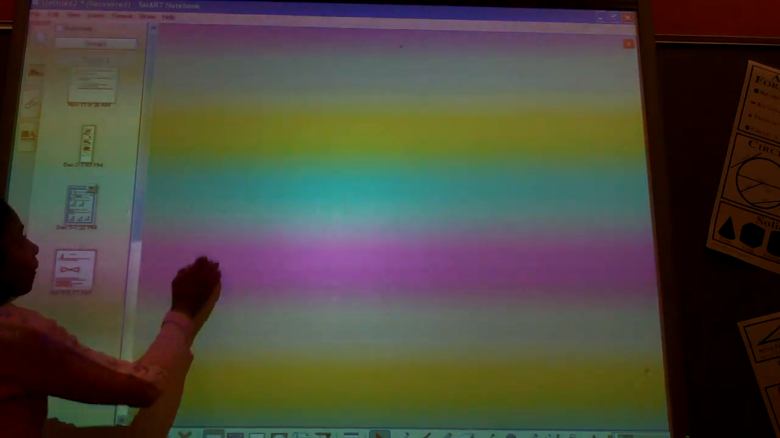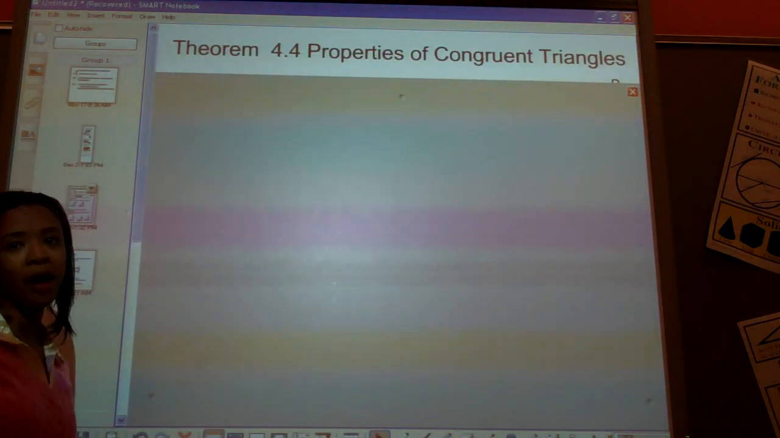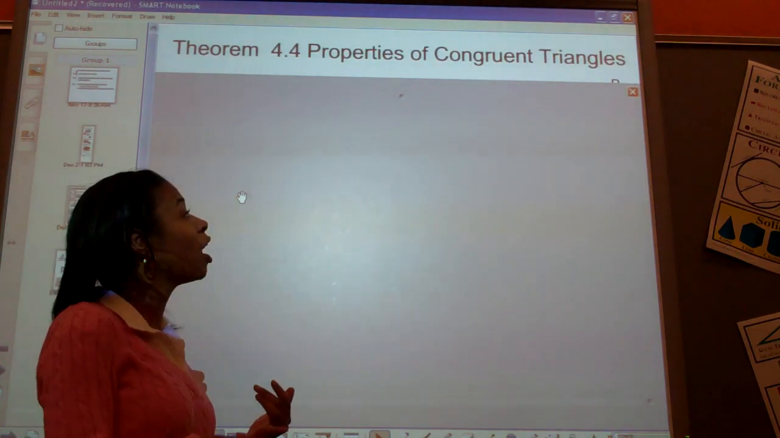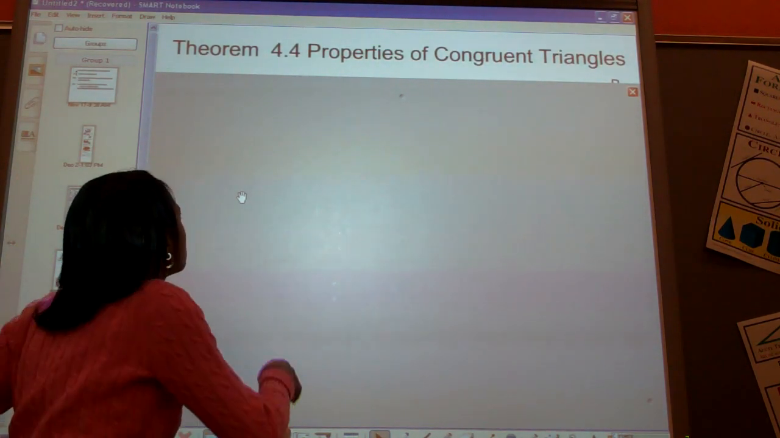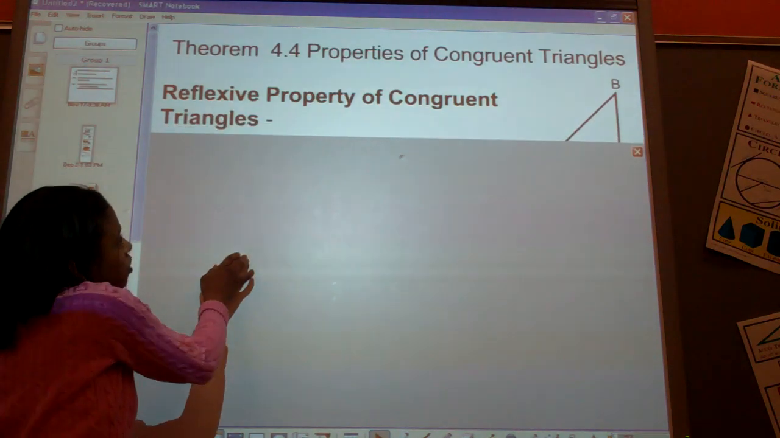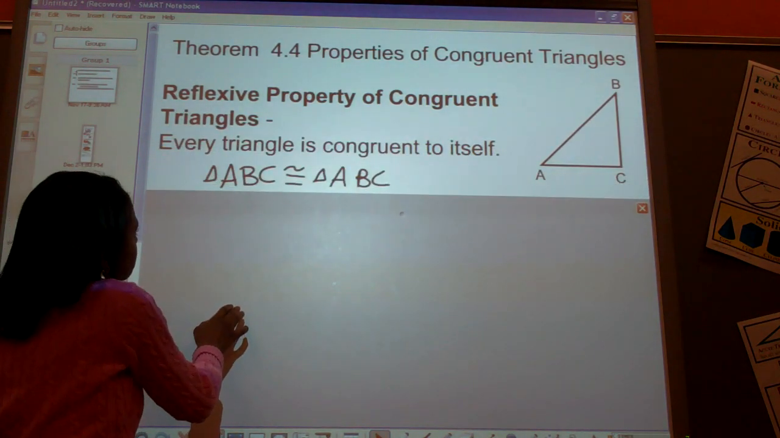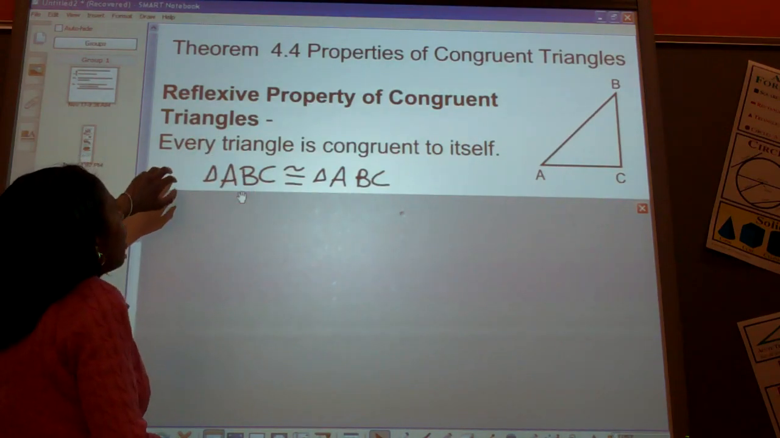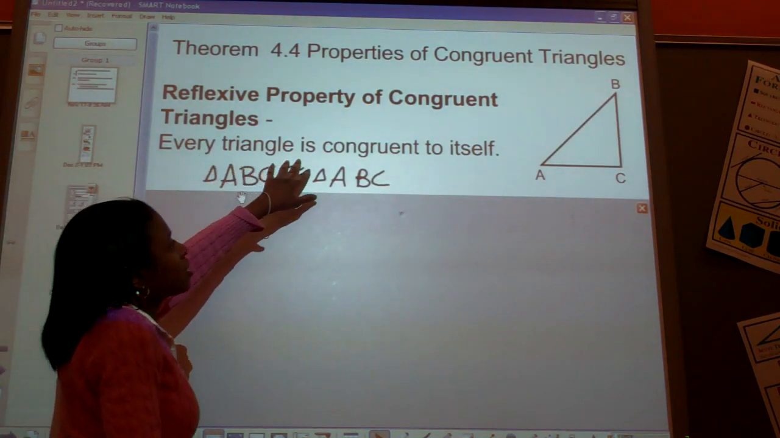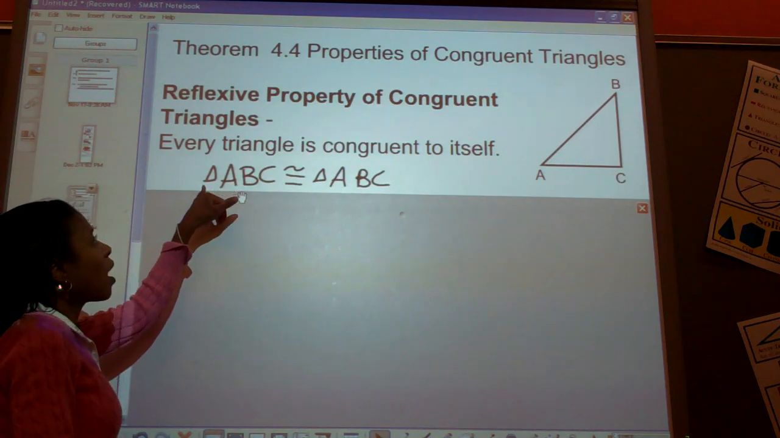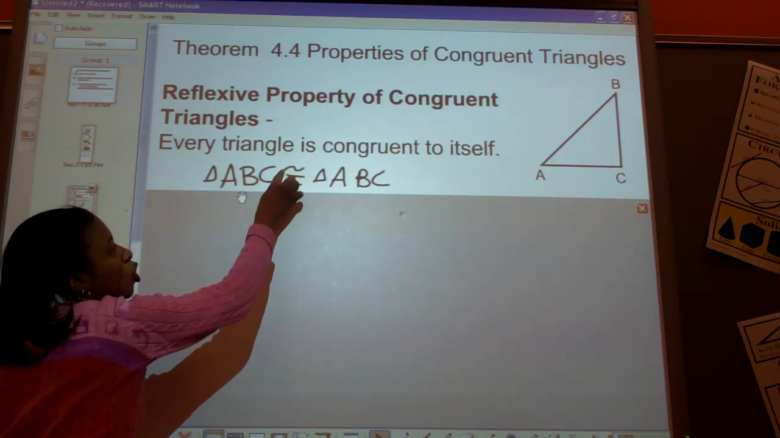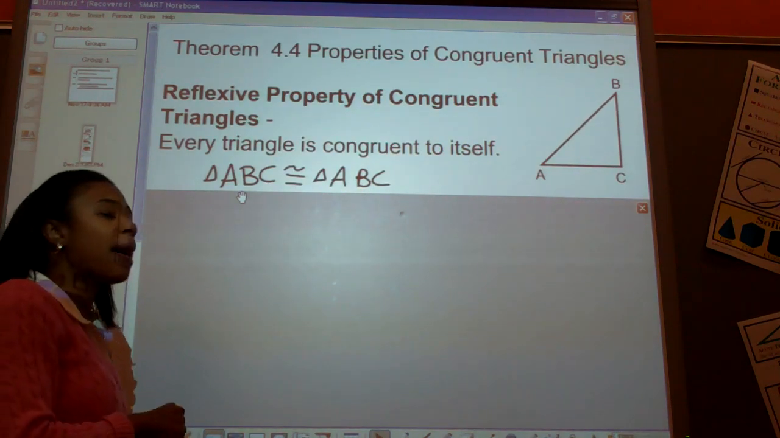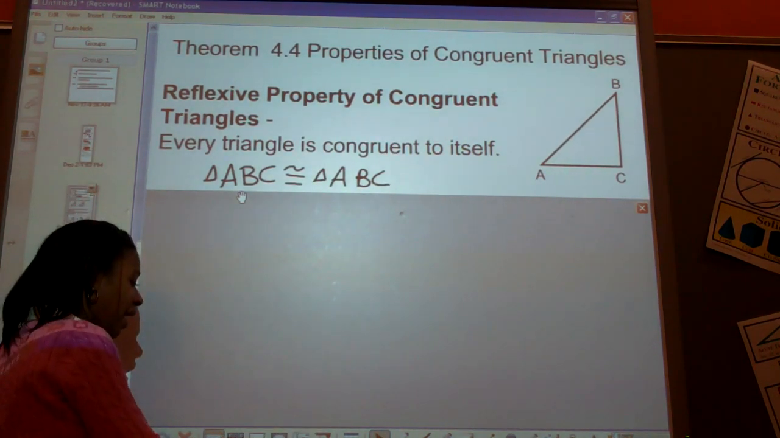We're going to look at the properties of congruence for triangles. We've done these before with segments and with angles. Now we're going to look at congruence for triangles. Here's the reflexive property of congruence. It says every triangle is congruent to itself: triangle ABC is congruent to triangle ABC. We did that back when we had segments or angles.